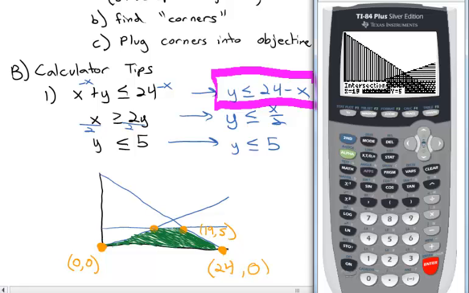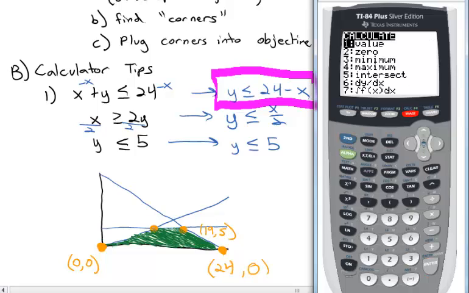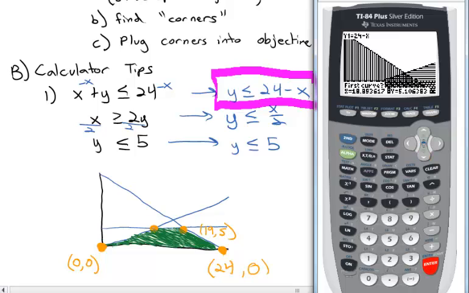We can find the other point in much the same way. We hit second, calculate, and scroll down to number 5, or you can just type in the 5 to find where the lines intersect.